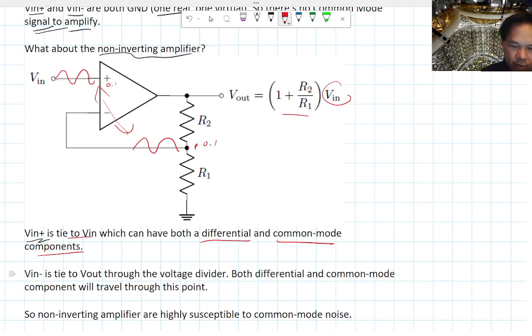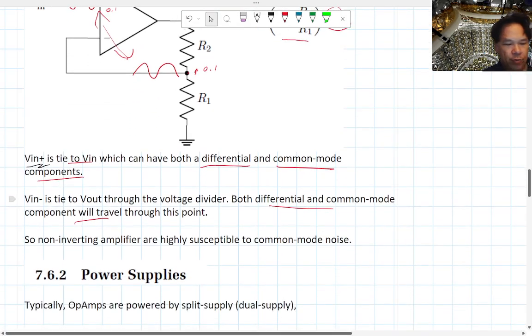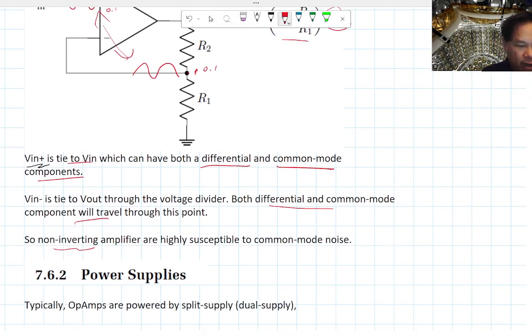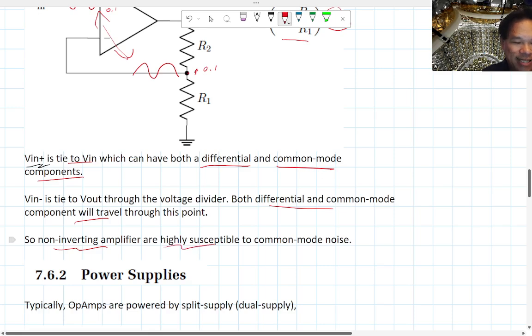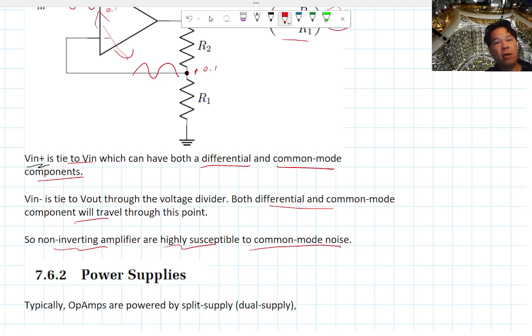So both the differential and the common mode component travel through your operational amplifier. Okay. So non-inverting amplifiers are highly susceptible to these common mode noise issues. So this is why when people build amplifiers, they tend to make inverting amplifiers all the time.